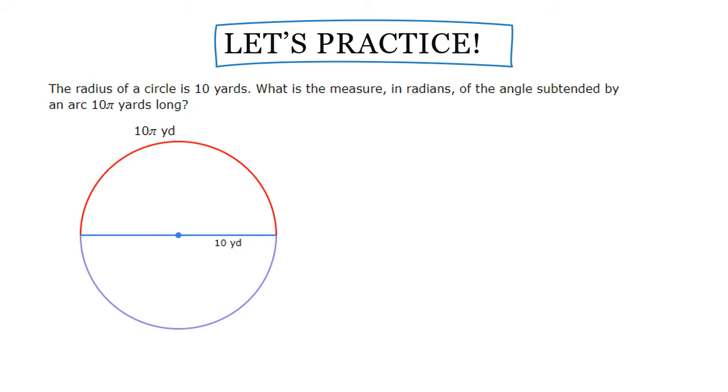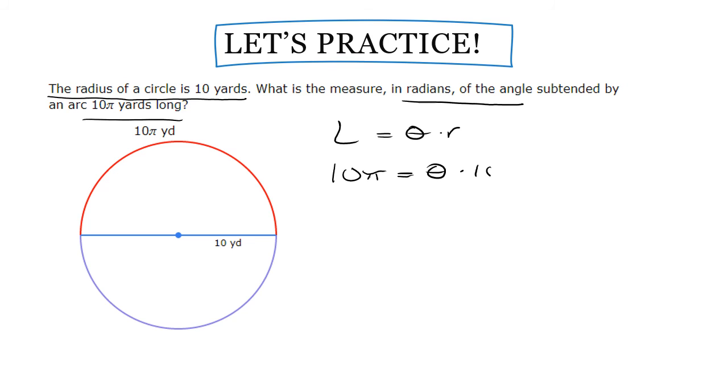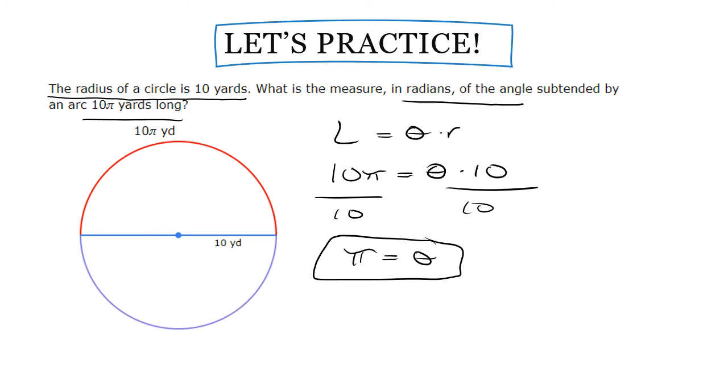Alright, let's go in reverse. So this says the radius of a circle is 10. What is the measure in radians of the angle subtended by the arc? So now we're looking for theta. Let me write my formula one more time. I know L. L is going to be 10 pi. I don't know theta, and I know r is 10. So all I have to do is simply divide by 10, and I see that my theta has to be pi, and that's in radians. Just as simple as that.